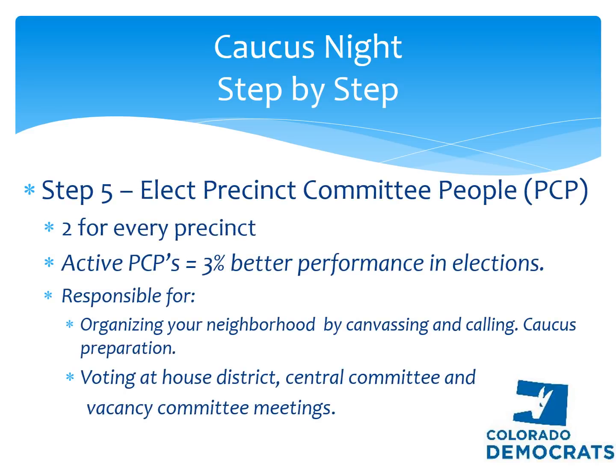Step 5, you are to elect 2 precinct committee people for every precinct. Precincts that have active PCPs have a 3% better performance in elections. A PCP is responsible for organizing the neighborhood by canvassing and calling fellow Democrats, helping with caucus preparation, and voting at House District, Central Committee, and Vacancy Committee meetings.